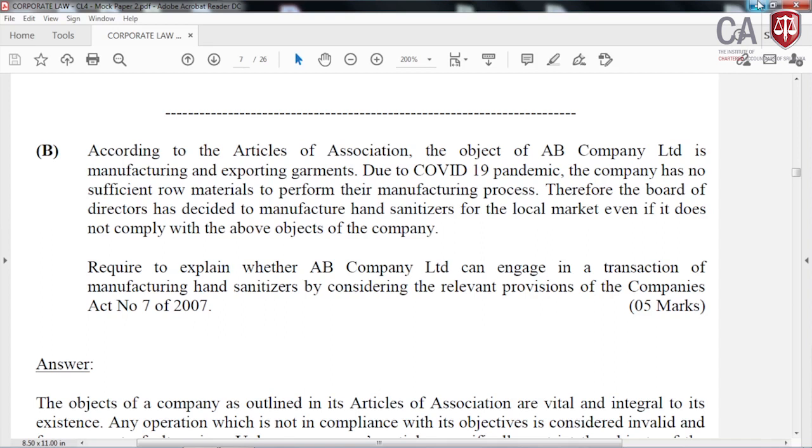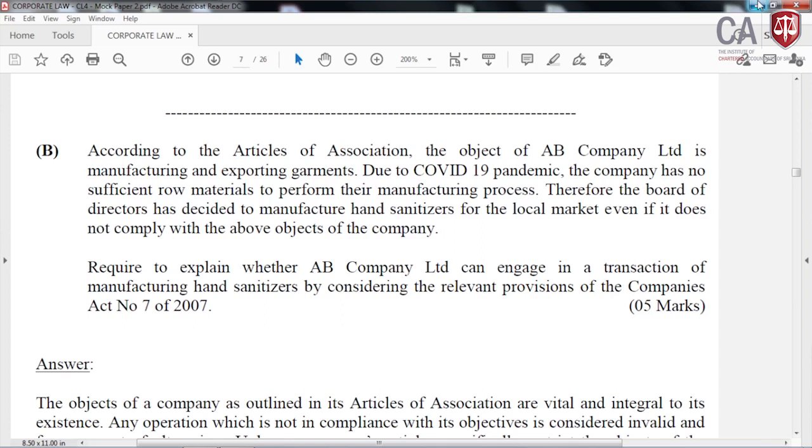Now, here the object of AB Company Limited, right? This is a company where the Articles of Association, in the object clause, because generally the Articles of Association commences with the object clause, that is to say, what are the objects for which this company has been formed. So, here it is manufacturing and exporting garments. The object has been manufacturing and exporting of garments, the apparel industry.